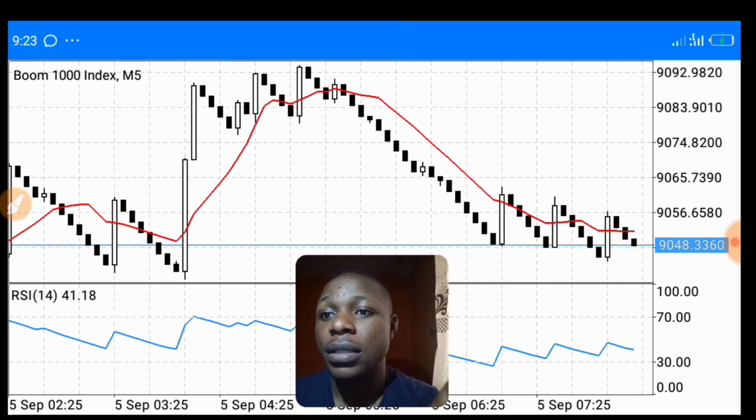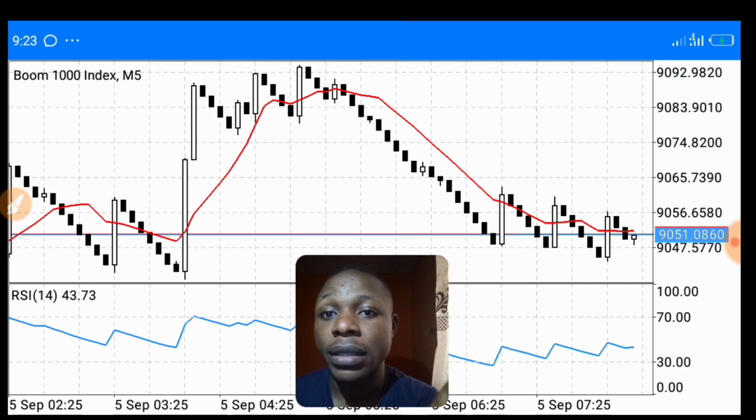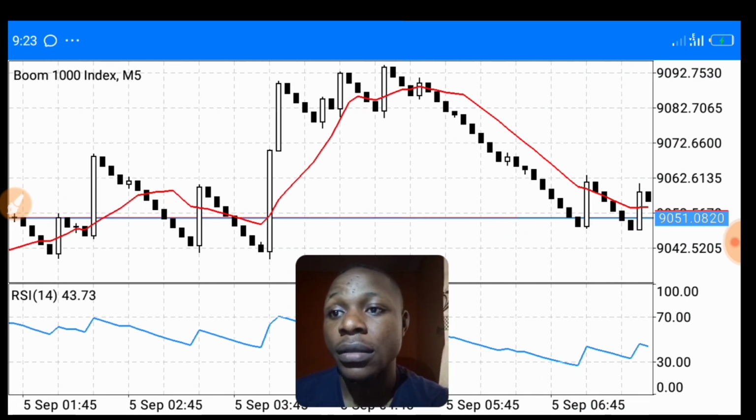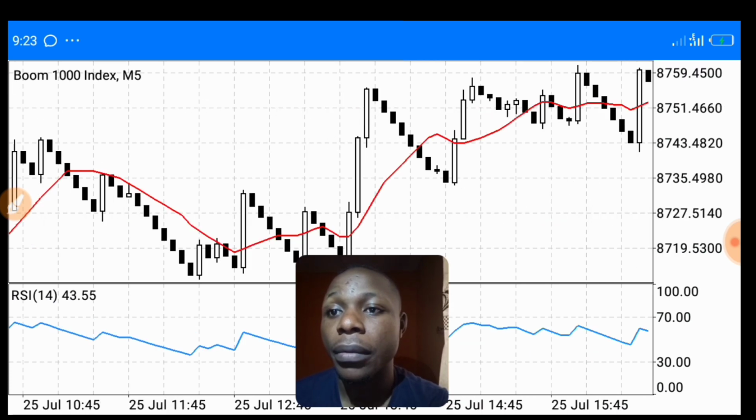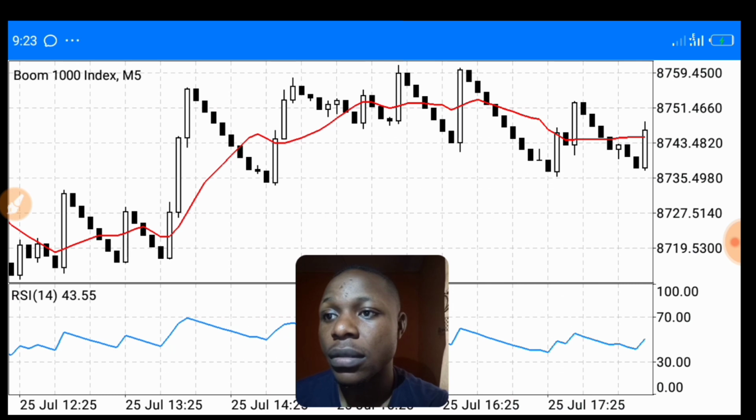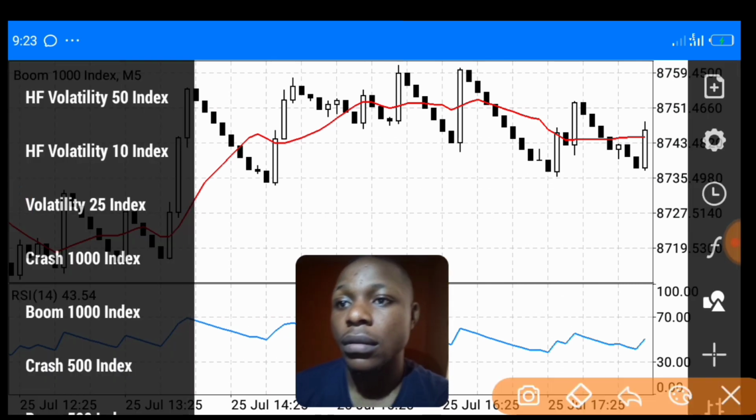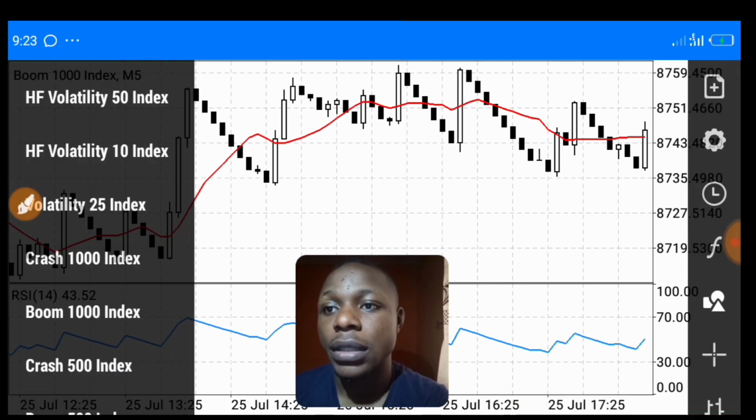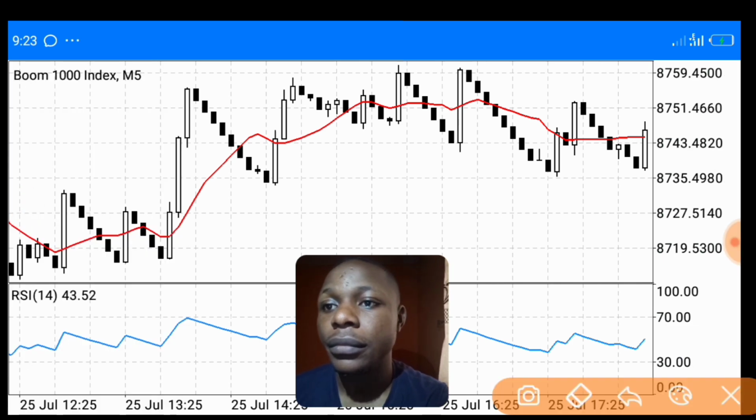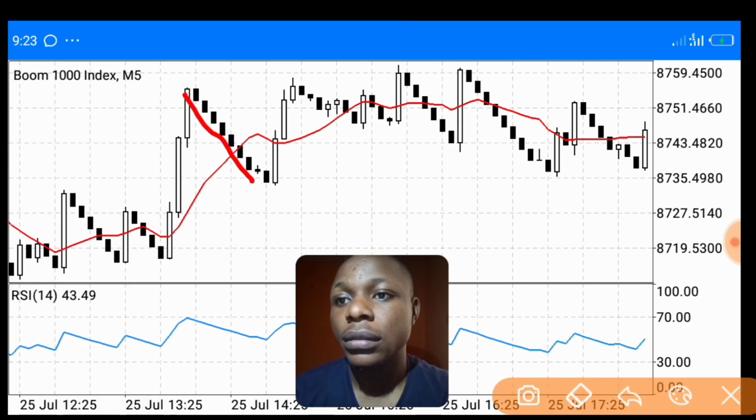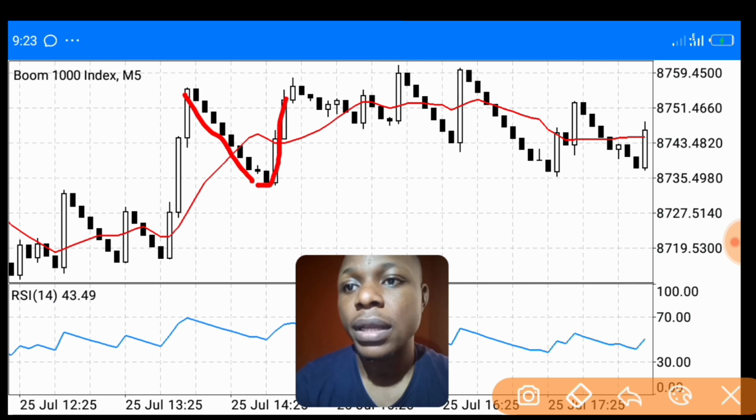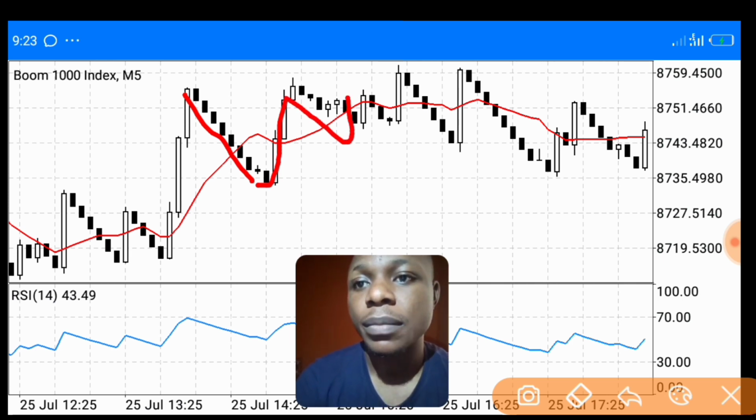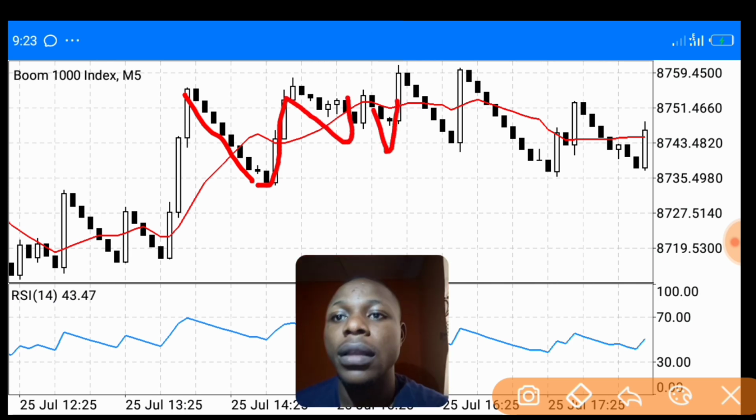Boom is the opposite of crash. I said crash is known for buying, right? Why, boom is known for selling. It sells, gets to a point, then it spikes up. It starts selling, then gets to a point, spikes up, sell, spike, sell, spike.